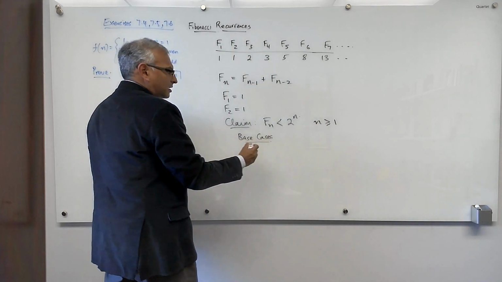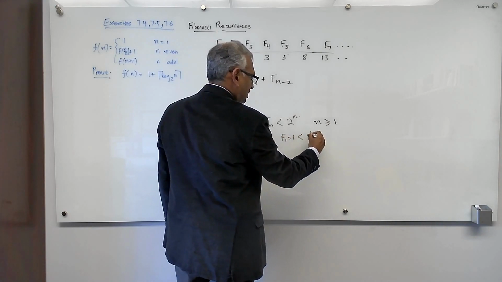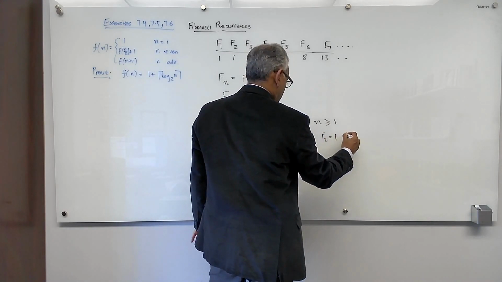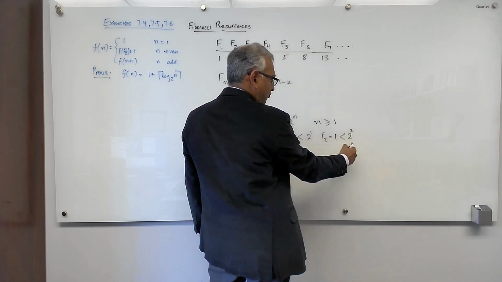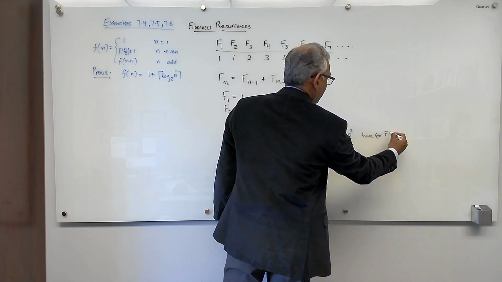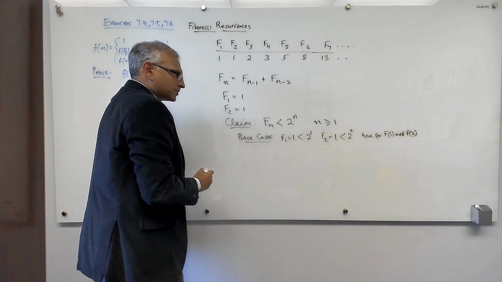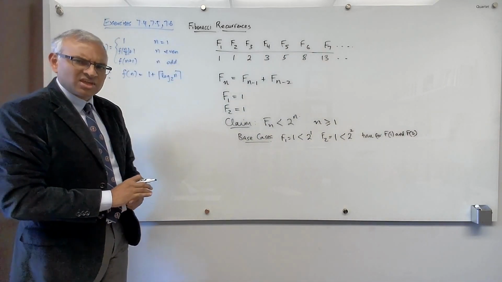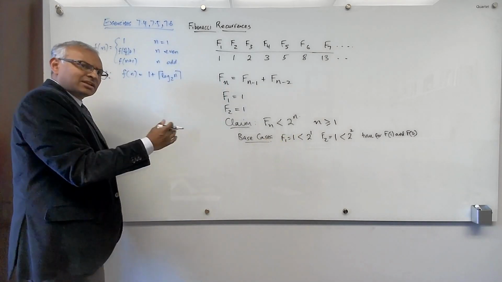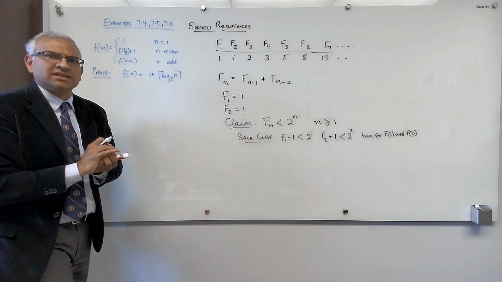So the base cases are, f of 1 equals 1, which is certainly less than 2 to the 1. 1 is less than 2, and f of 2 is equal to 1, which is certainly less than 2 raised to the power 2, which is 4. So true for f of 1 and f of 2. This is a slight modification on strong induction, because typically in strong induction you have 1 base case. But just like in the recursion, we have 2 base cases, that translates into the induction and says, okay, we'll have 2 base cases in the induction.